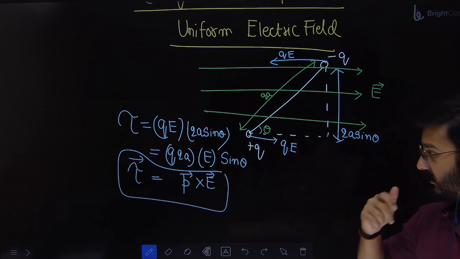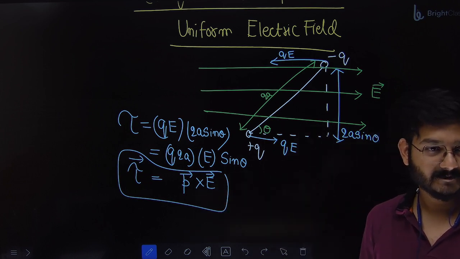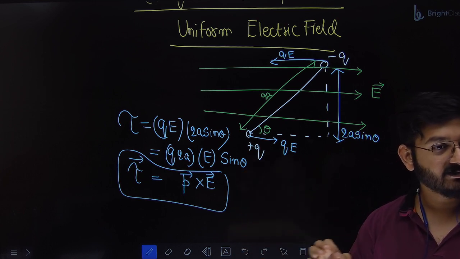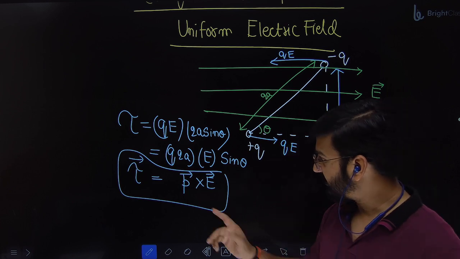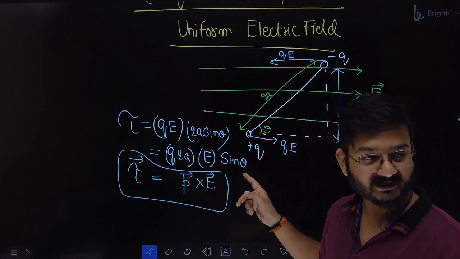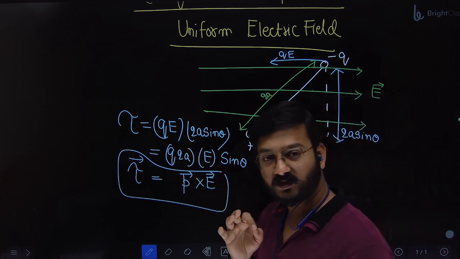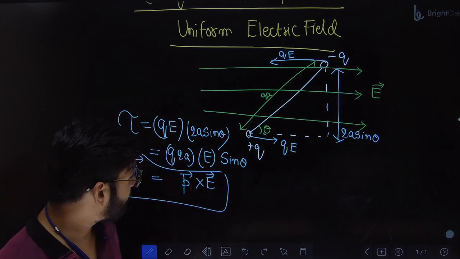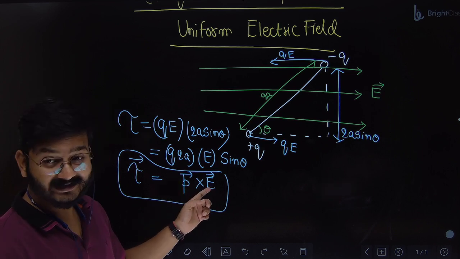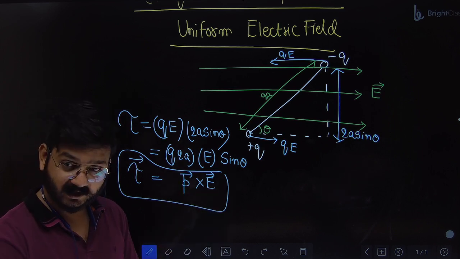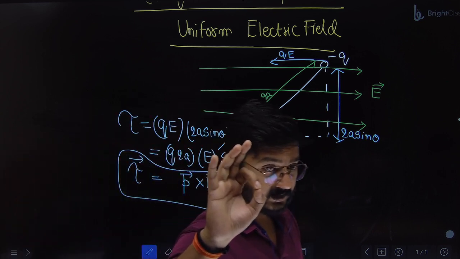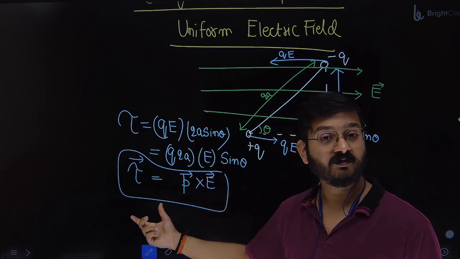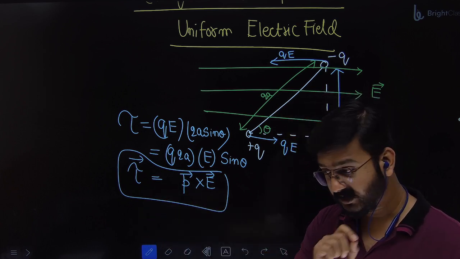Take it till here. When will this torque be maximum? When sine theta is maximum. So when is sine theta maximum? 90 degree. When will this torque be minimum? When sine theta is 0. Sine theta is 0 for which angles? 0 as well as 180. So if dipole moment and E are parallel or anti-parallel, it will be minimum. If dipole moment and electric field are perpendicular, then torque will be maximum. So make a note of this.